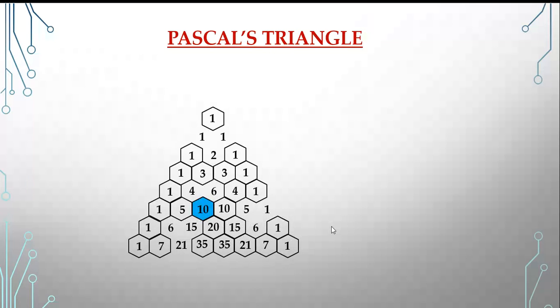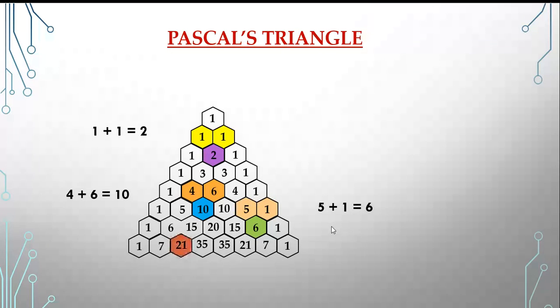In this Pascal's triangle, each number is the sum of the two numbers directly above it. Yes, notice that 2 is the sum of 1 and 1. This 6 is the sum of 5 and 1, and 21 is the sum of 6 and 15, and so on.